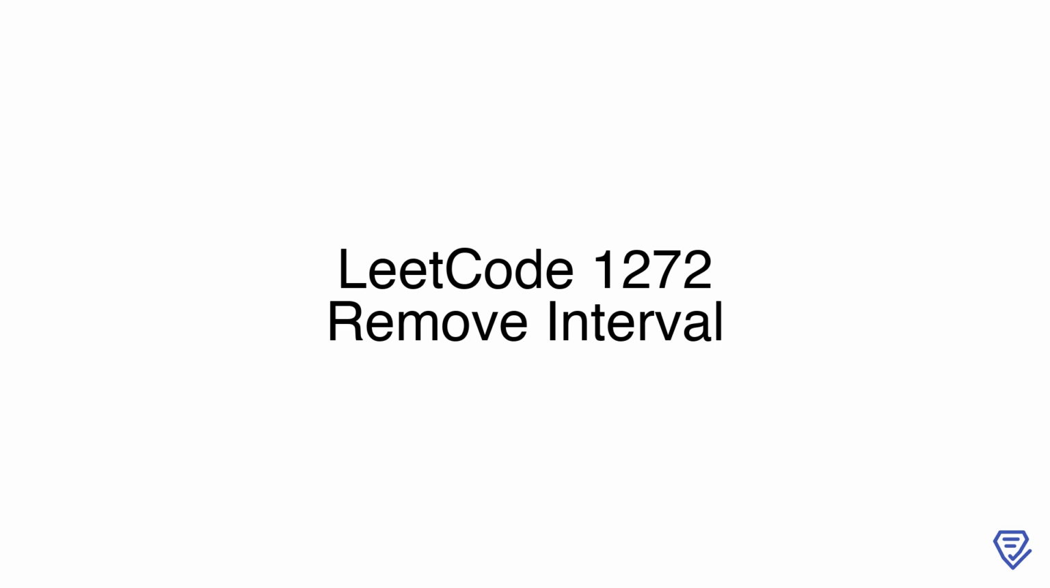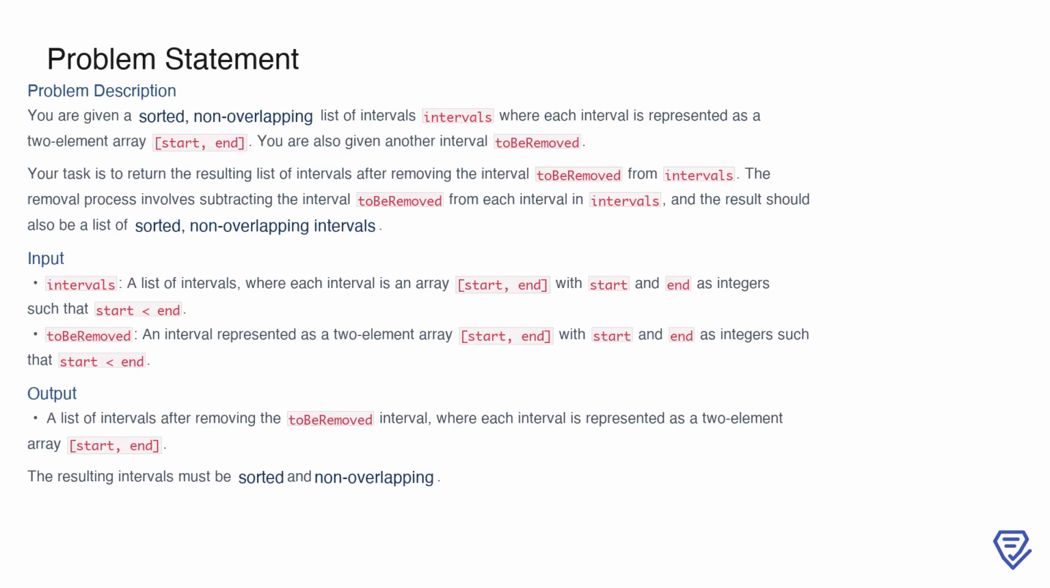Let's get started. The problem requires us to work with a list of intervals that are sorted and non-overlapping. Each interval in this list is represented as a two-element array, where the first element is the start and the second is the end of the interval. Along with this list, we are also given another interval called to be removed. Our task is to modify the original list of intervals by removing any portions that overlap with to be removed. The result should be a new list of intervals that remains sorted and non-overlapping, just like the original list.